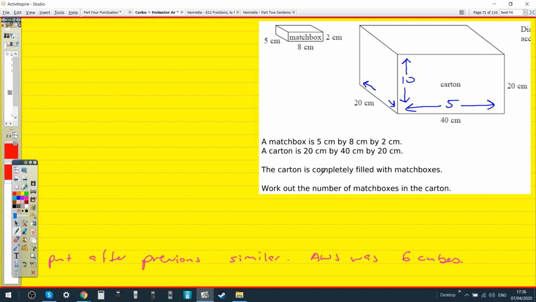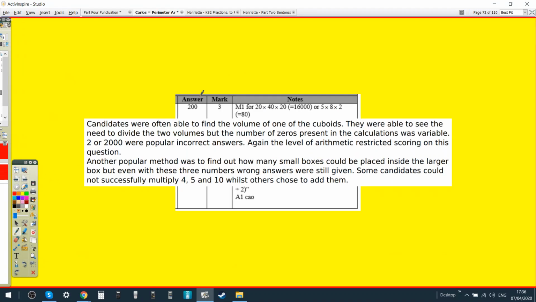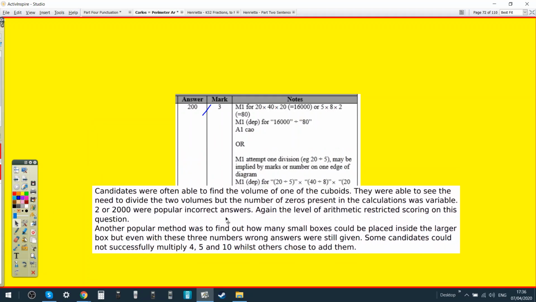What is the length? Oh, so this will be 4. Yeah. Then times it will be 200. And so that's 4 times 10 times 5. And so that is 200 matchboxes. Yeah, so you just match them up, and you do base divided by base, height divided by height, length divided by length, and then times your 3 answers. Any questions there? No? Okay.